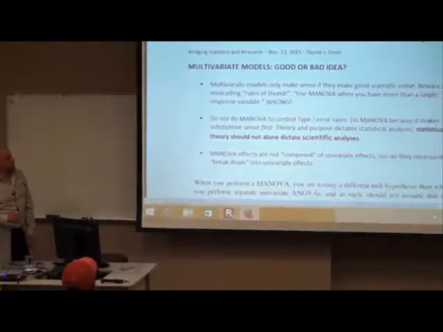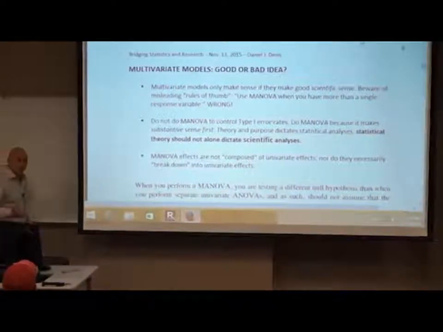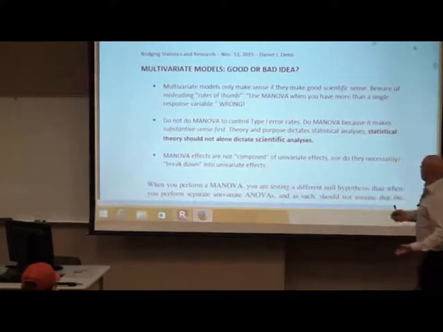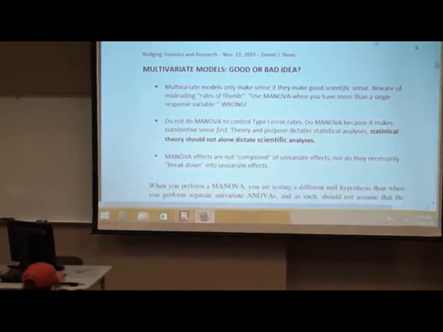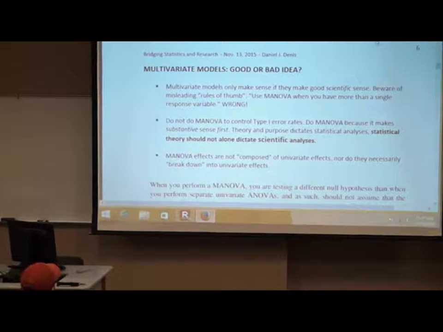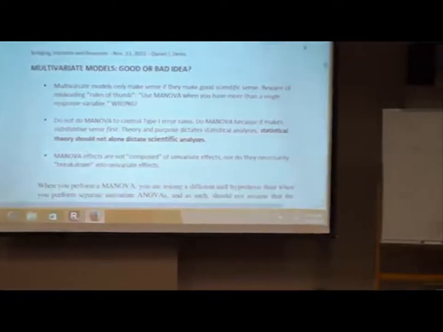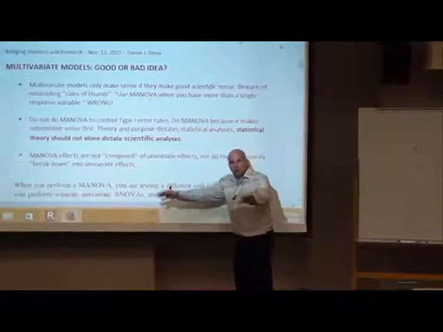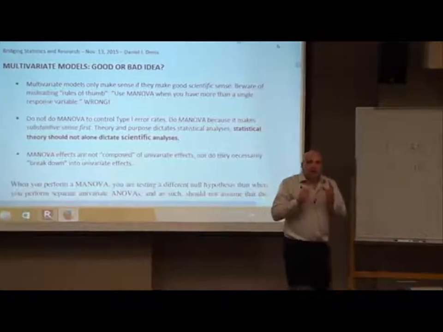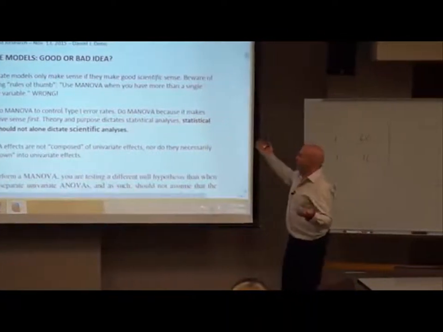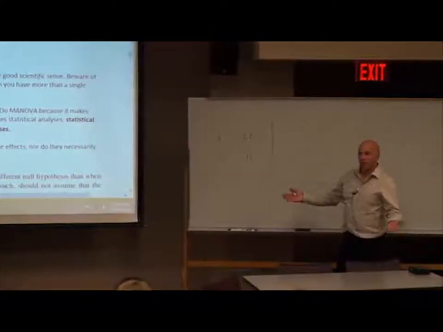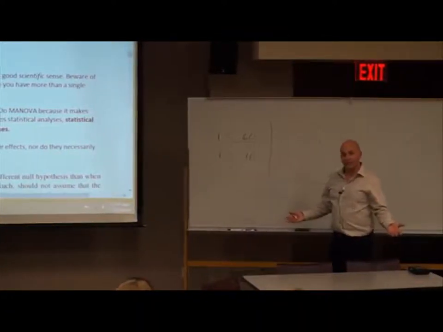The classic one is MANOVA. Here's a rule of thumb for MANOVA that sometimes people like to give. Use MANOVA when you have more than a single response variable. That's absolutely false. Statistically, it's absolutely nice. And if you have correlation among the response variables, sure, go ahead. MANOVA will control your type 1 error rate and all these things. But as a scientist, what is that statement telling me? Use it when I have more than a single response variable. Even if they're continuous variables, does it make sense?